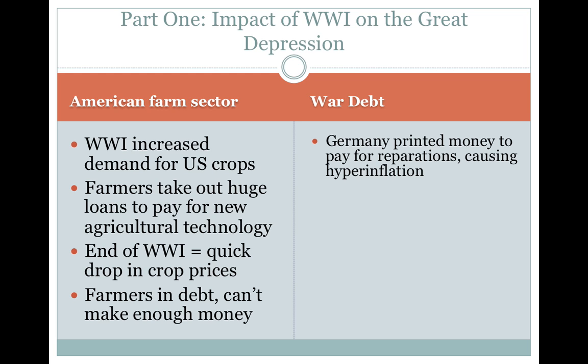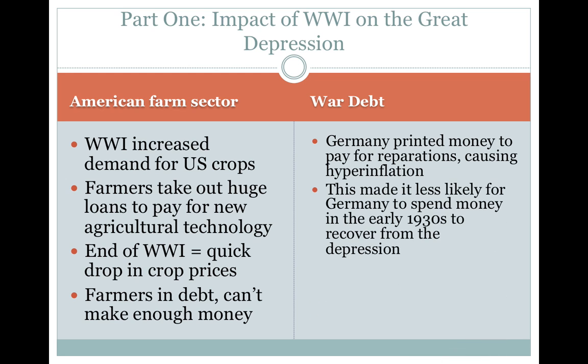They do slowly recover, but the government, the Weimar Republic, which is a democratic republic created at the end of World War I, is unwilling to spend money in the early 30s to recover from the depression that happens in 1929, 1930, and this is one of the reasons why Hitler is able to take power by 1933.